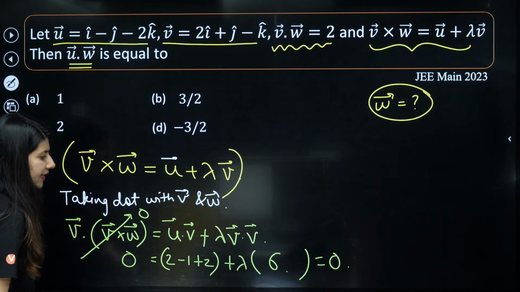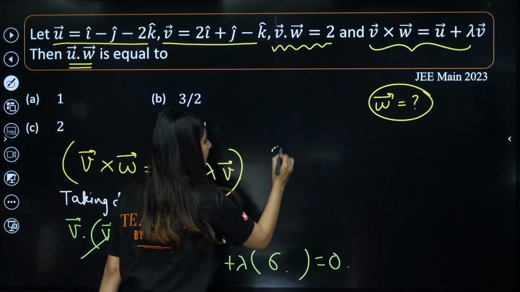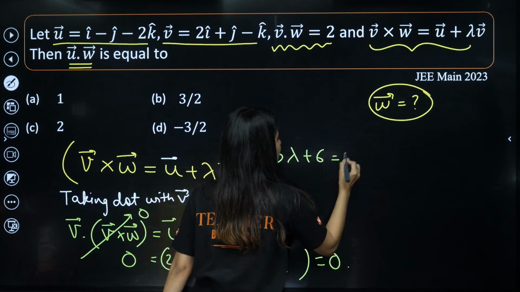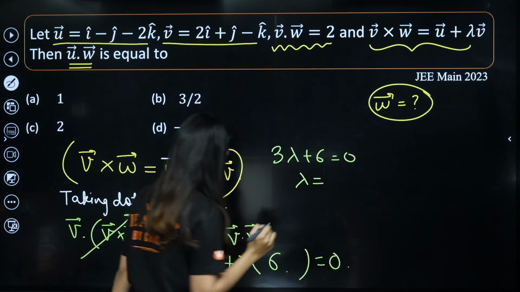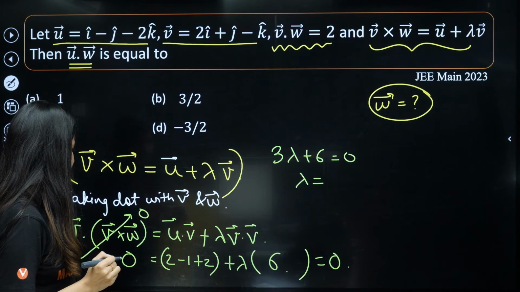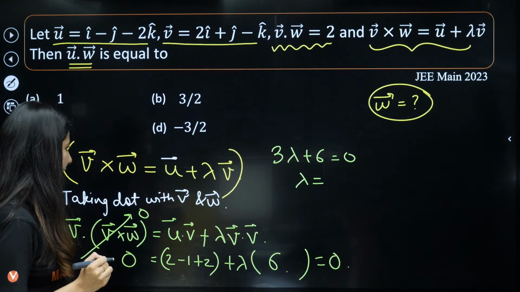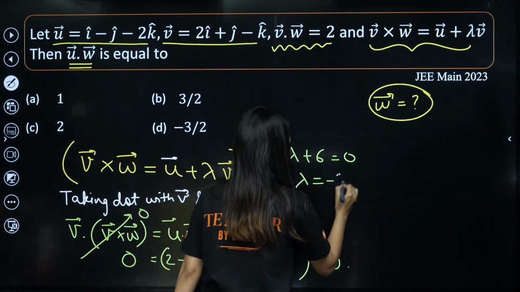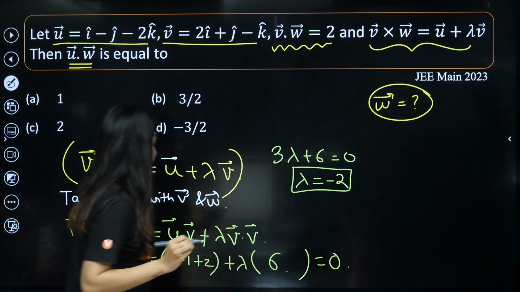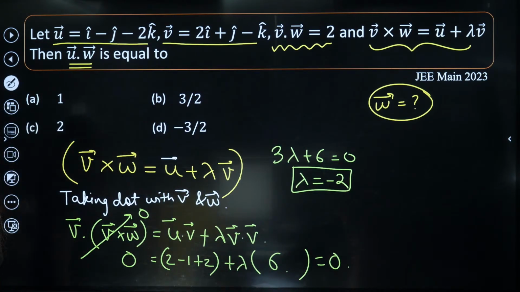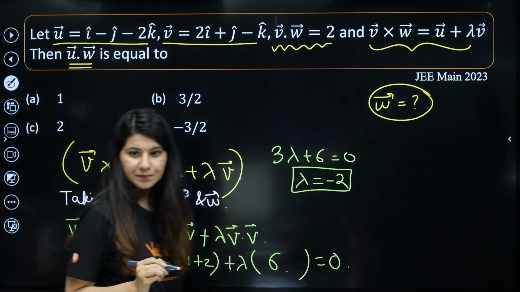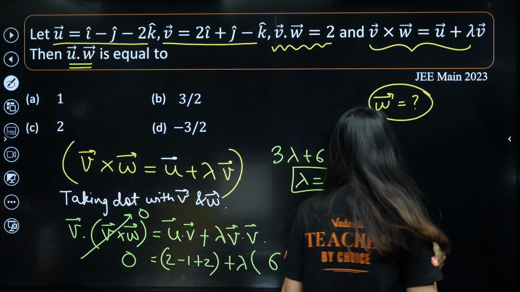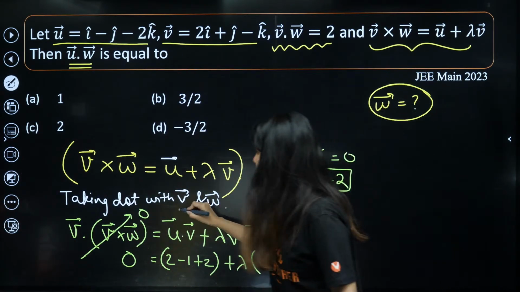So you can clearly see that lambda is coming out as, basically the equation is 3 lambda plus 6 equals 0. Lambda is nothing but minus 6 by 3. So minus 2, is it? Is it what your lambda is coming? Right? Okay. And now, as I already told you, this is done.